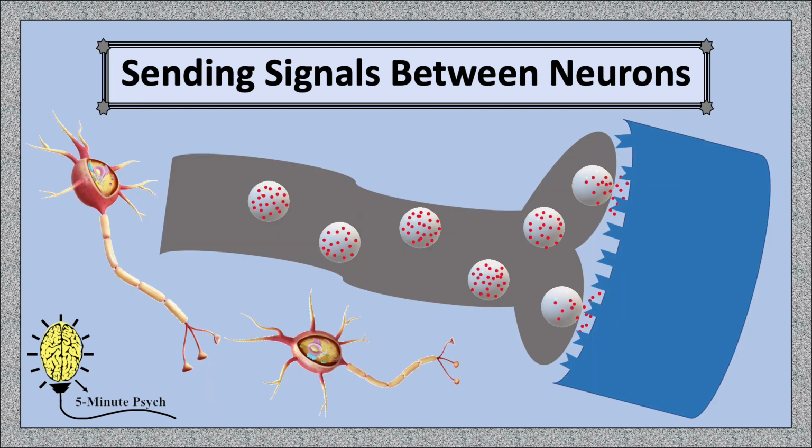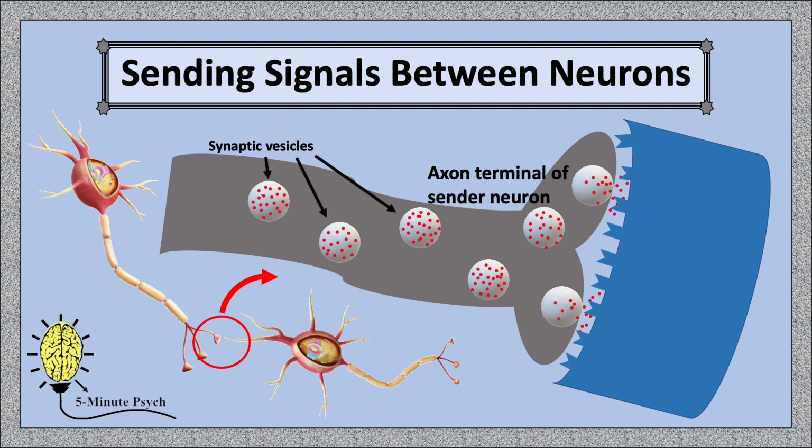So far we know how a signal travels within a neuron when it fires an action potential. But how is this signal transmitted to other neurons? Well, if we zoom in to see what happens when the action potential reaches the end of the axon, called the axon terminal or terminal buttons, we see that it causes these small balloon-like vesicles, called synaptic vesicles, to open.